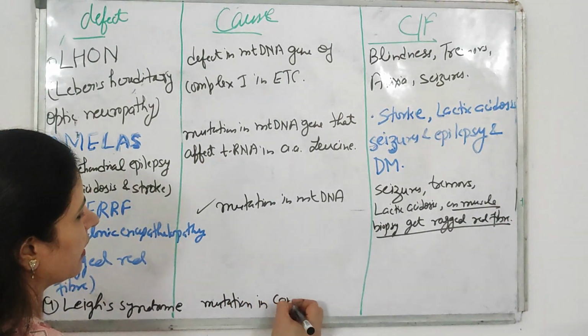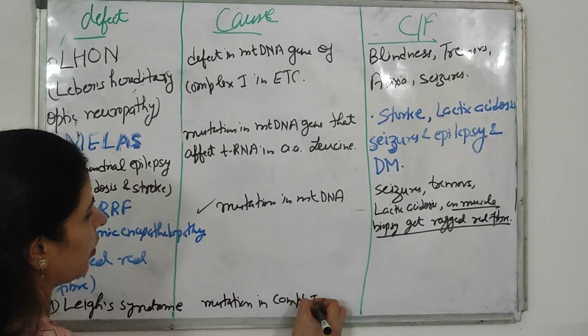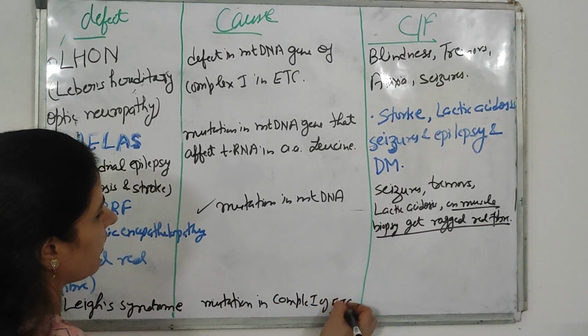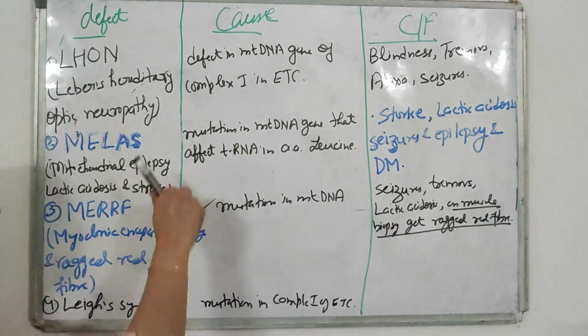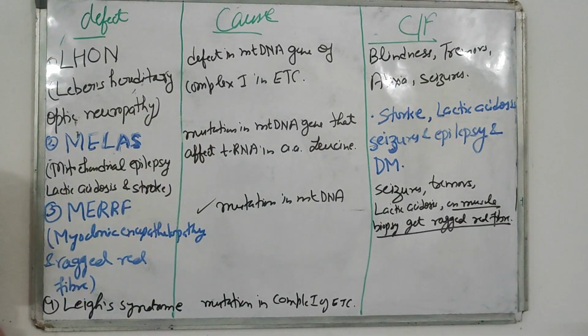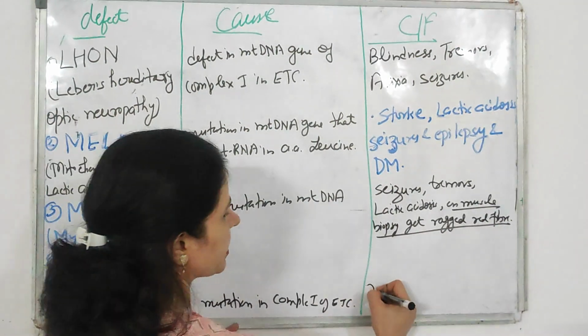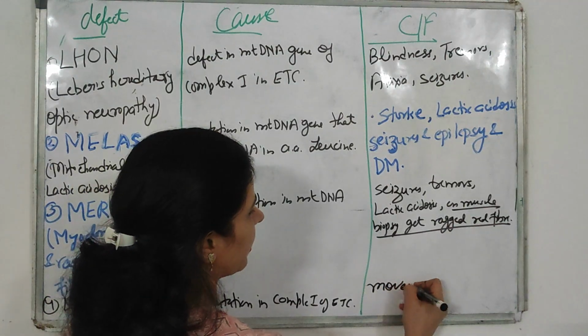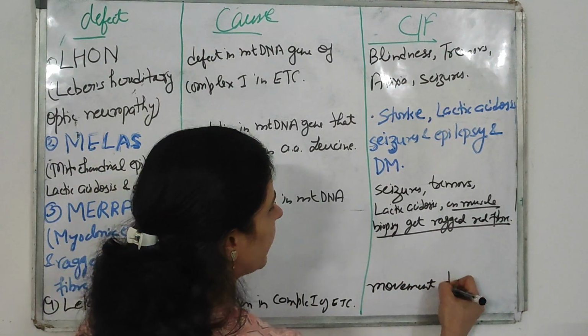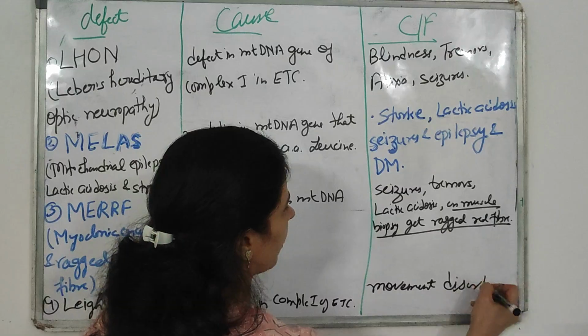Mutation in complex 1 of ETC. Okay, so remember, complex 1 mutation will cause two disorders. One is that of LHON and the other is that of Leigh's, L and L. Both L disorders are caused by the mutation of complex 1. And in Leigh syndrome, the clinical feature is a movement disorder.